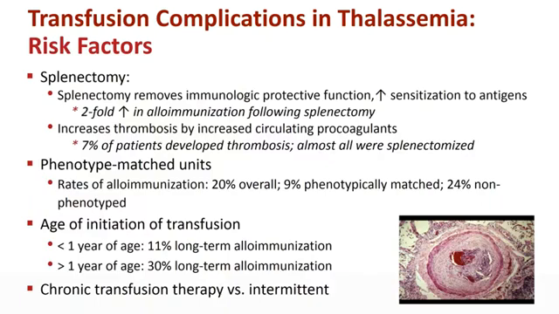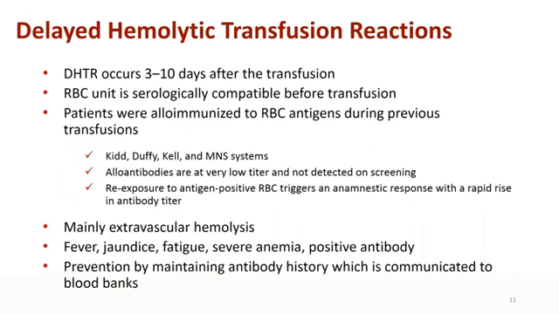Clearly, the risk of alloimmunization and transfusion complications correlate with the number of units exposed, and the rates are higher over time in those on chronic transfusion. Delayed hemolytic transfusion reactions is one type of reaction that all providers of patients being transfused should be aware of. This generally occurs after the child or adult goes home 3 to 10 days after the transfusion.